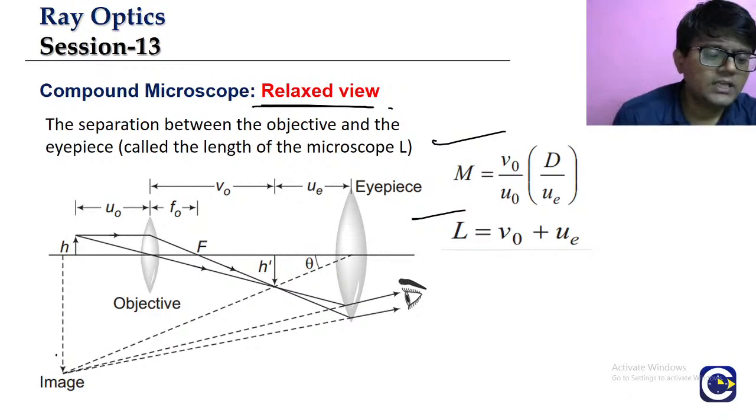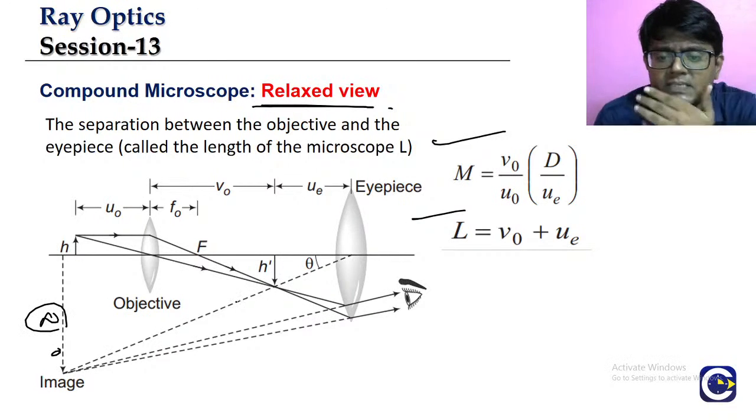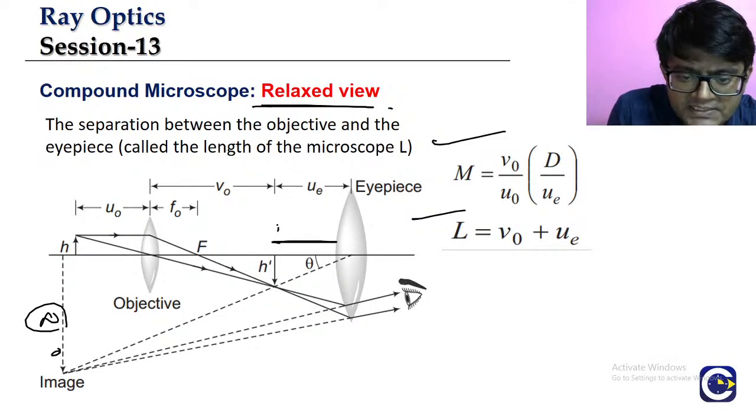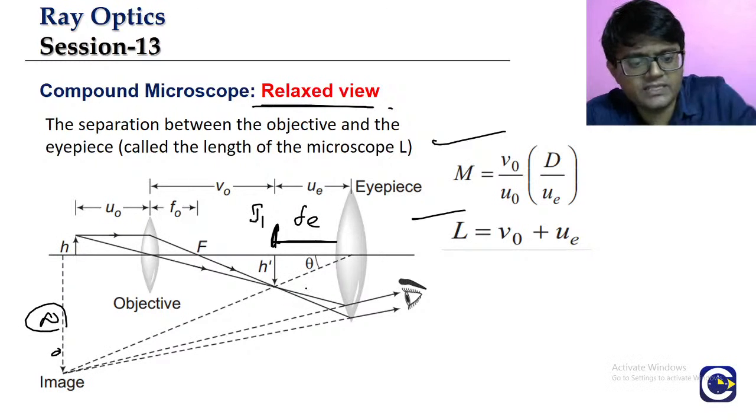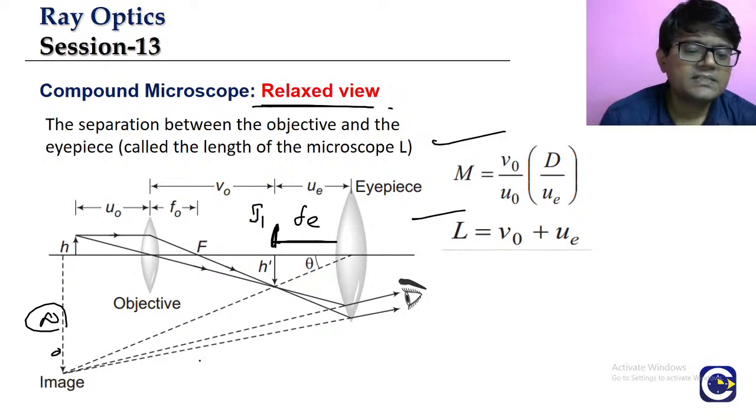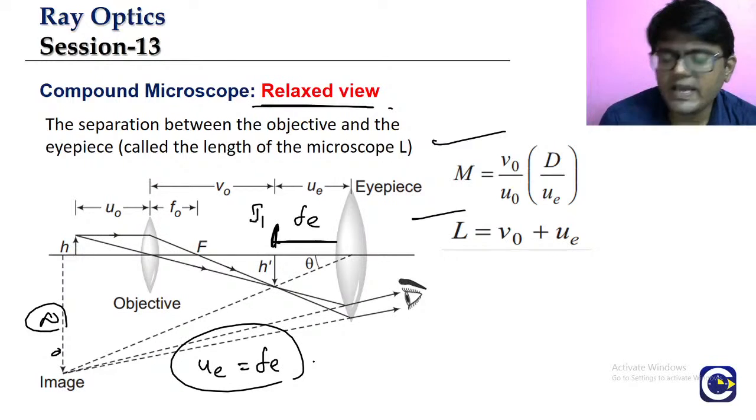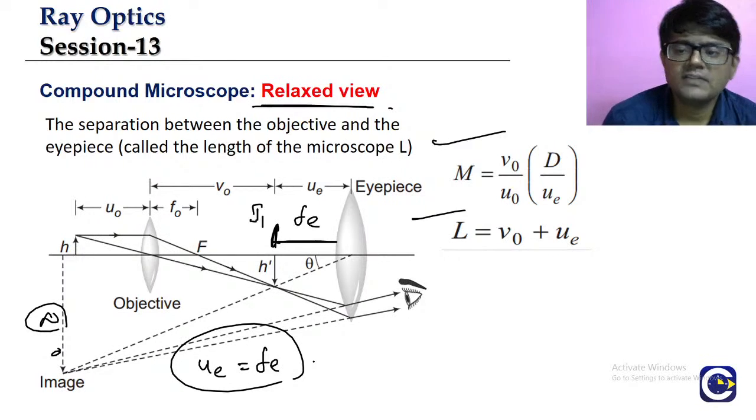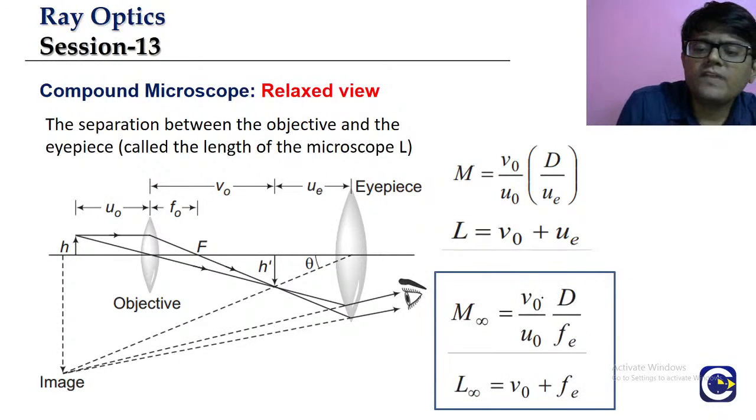Now we are going to look at the relaxed view. Relaxed view means the final image is formed at very, very long distance, infinity. If it is formed at infinity, this I1 should be exactly at the focal length of the eyepiece. That is when you will get the image at infinity. So our UE value should be equal to FE. So what will be the magnifying power? VO by UO into, in place of UE, we substitute FE.